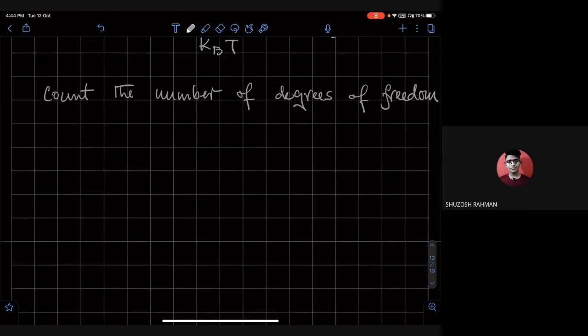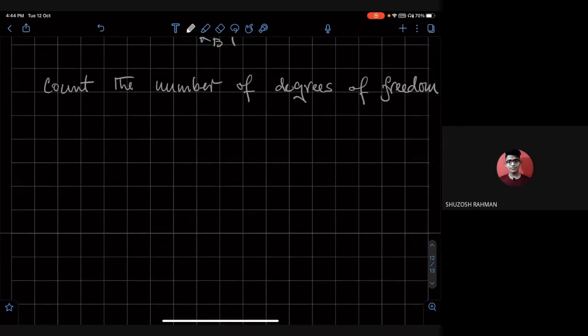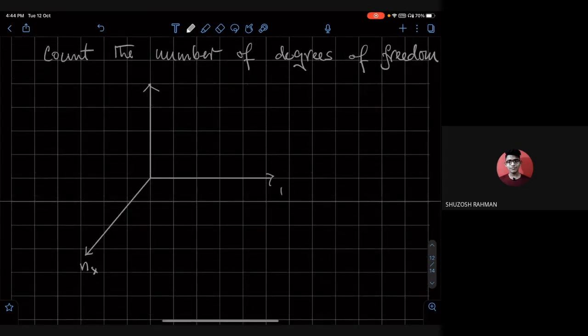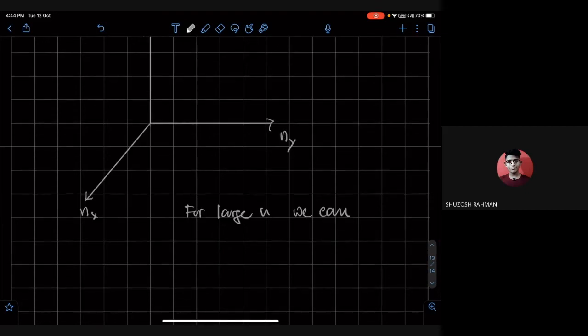All right, so what we can do is that we can consider n space. So n space is the space of the integers n, and there is 1 point per unit volume. If we just compute the volume of n space within a certain region, that gives me the number of degrees of freedom. Now, for a large cavity, for large n's, we can treat n as an approximation as a continuous variable.